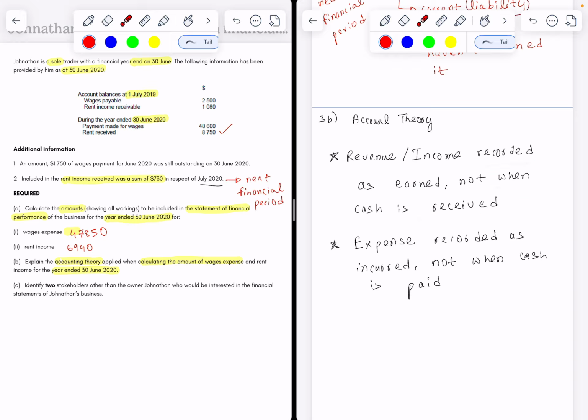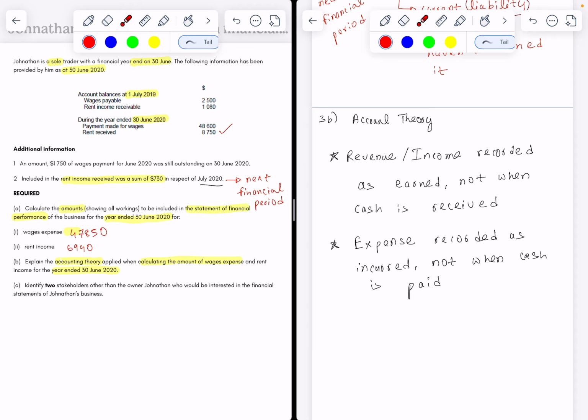As you can see, for the opening balance at 1 July 2019, we have got rent income receivable of $1,080. This income was already earned in the year ended 30 June 2019, right? This income was already earned, but we didn't receive the cash. So that was still included as part of our income in that year.